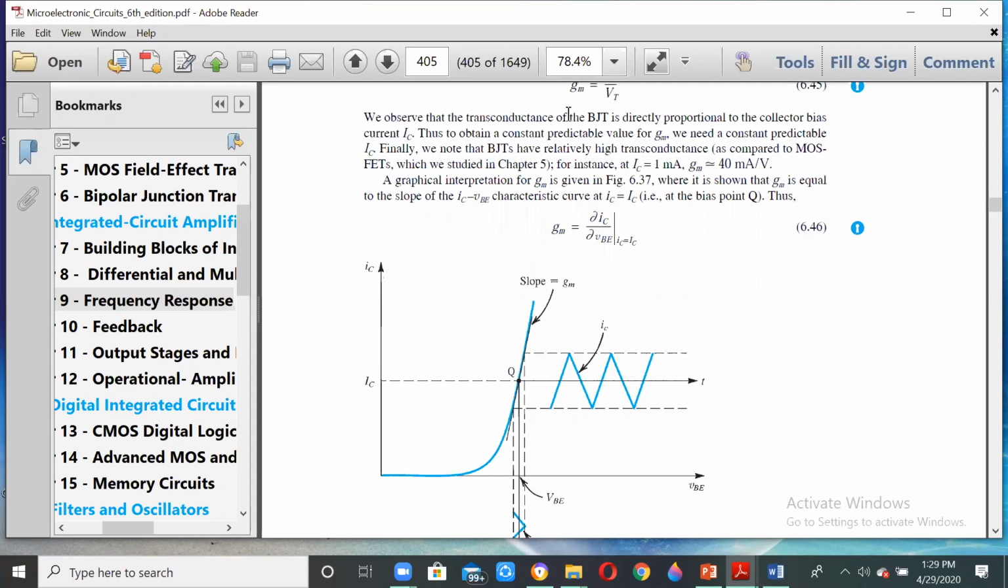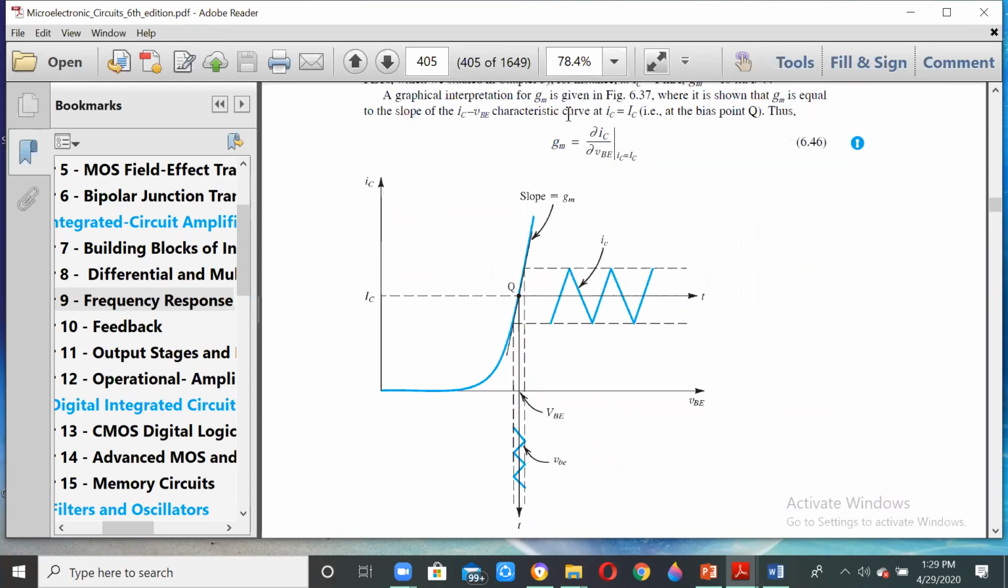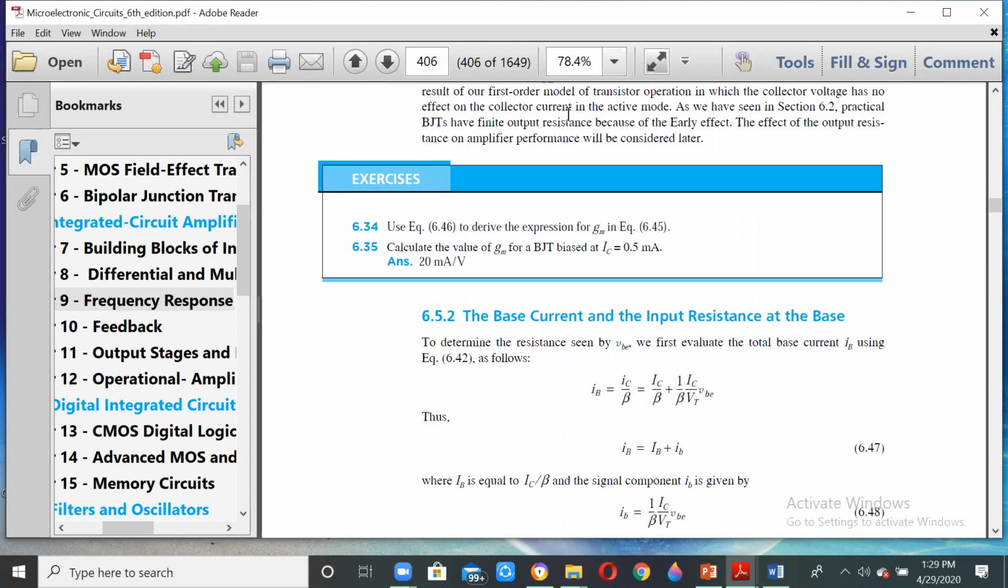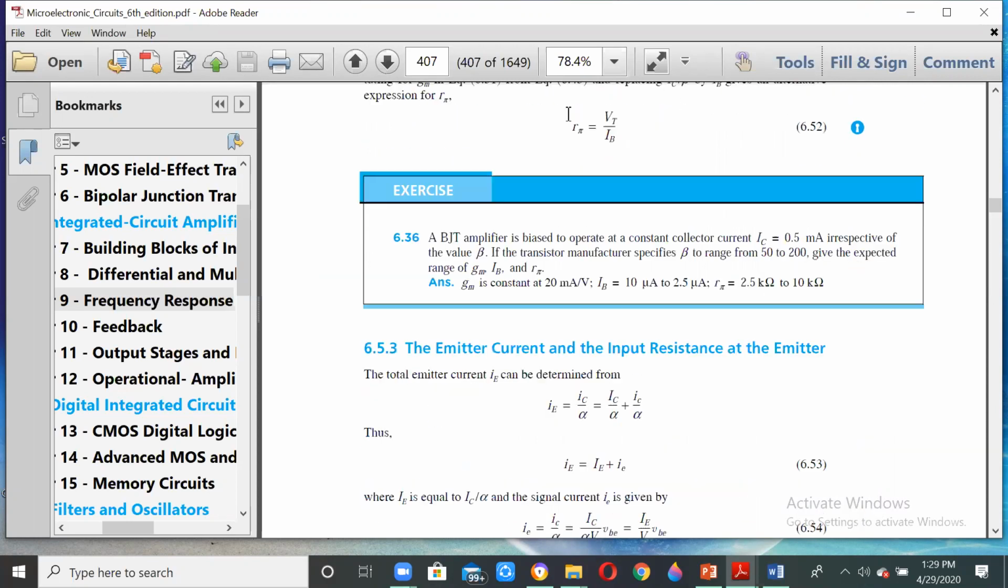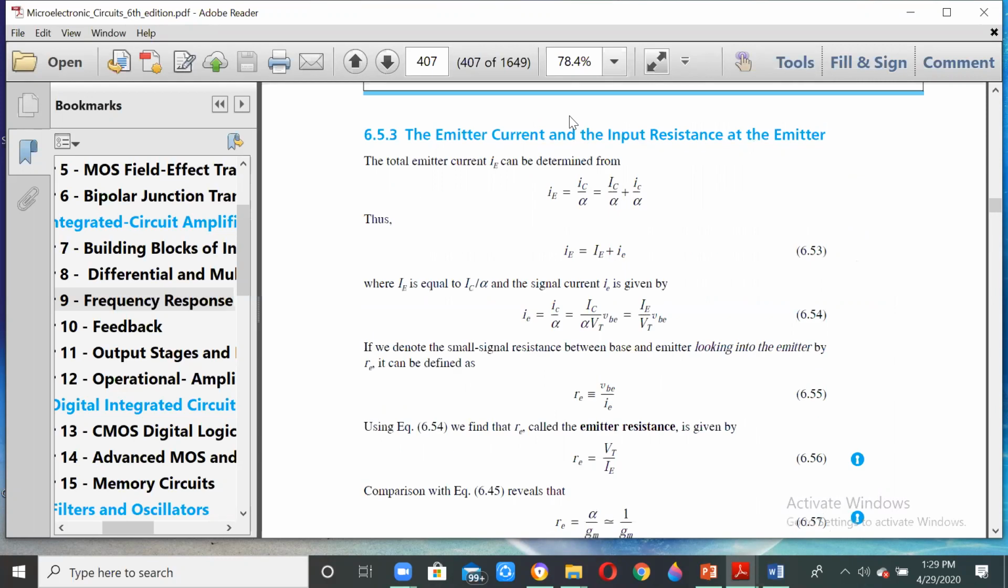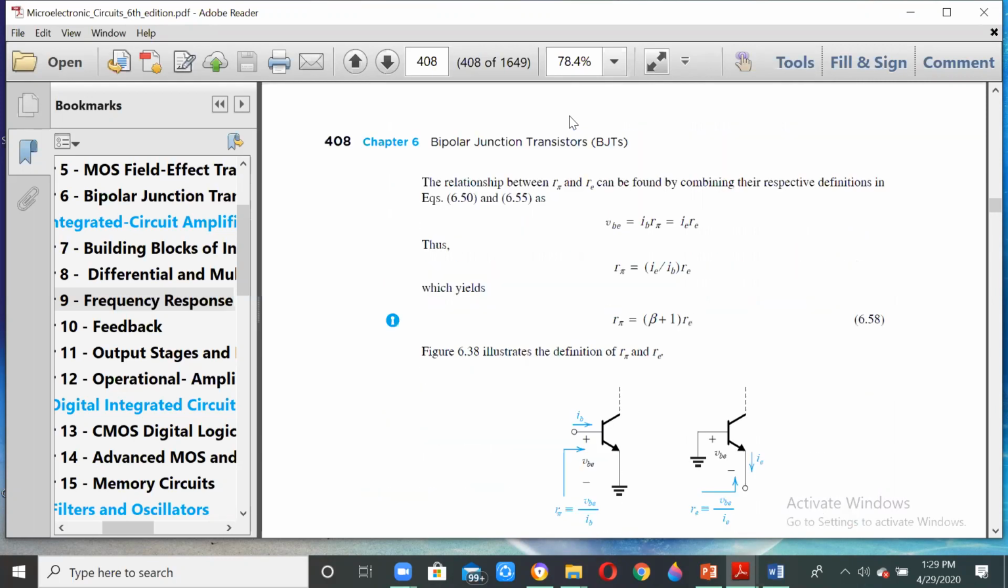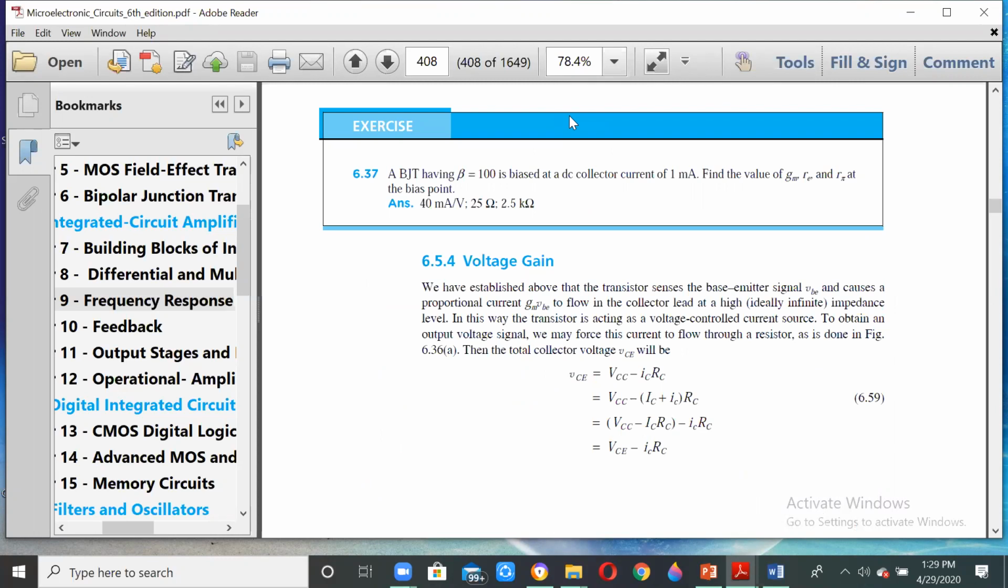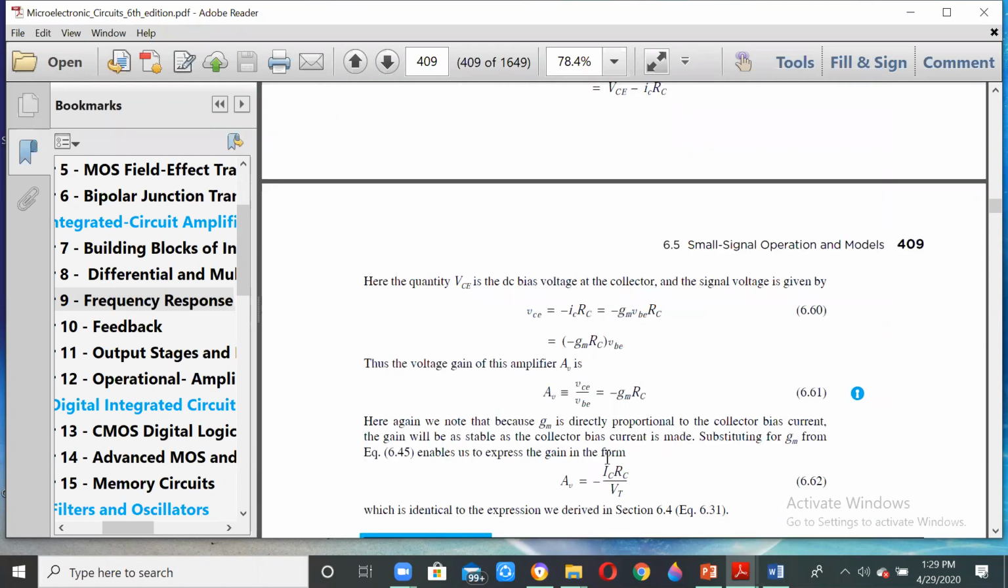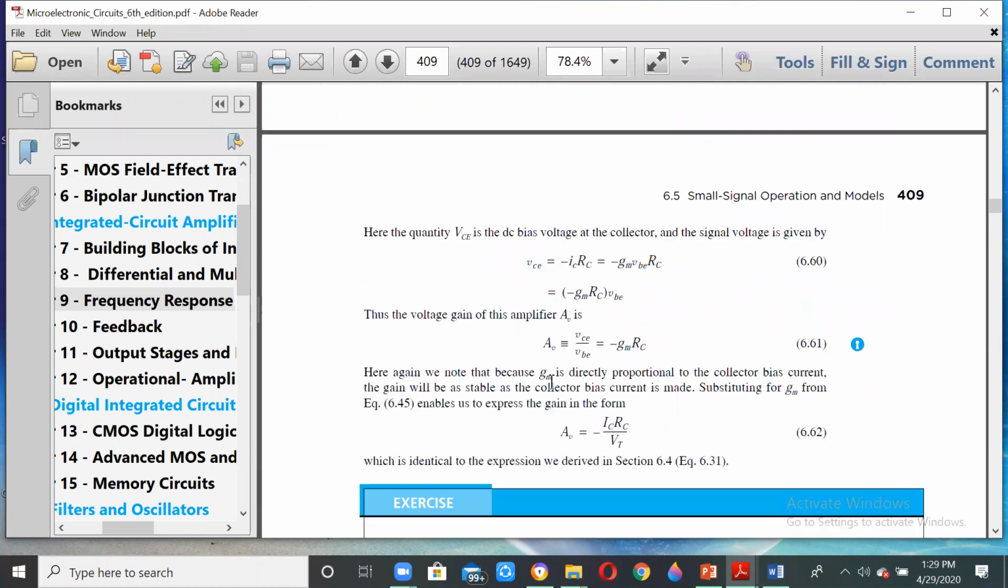The voltage gain is on page 408. So in the 408 page, the voltage gain, this is the derivation for voltage gain, 6.5.4. You need to write these equations and then derive correspondingly the expression for AV, which is gm RC, or you can write here as IC RC by VT with a minus sign. Okay, this is the equation which we need to derive.